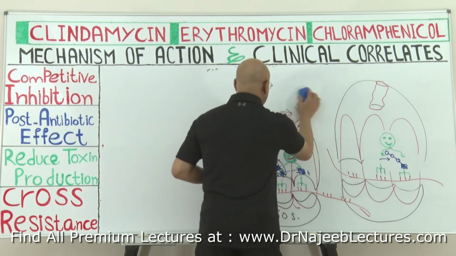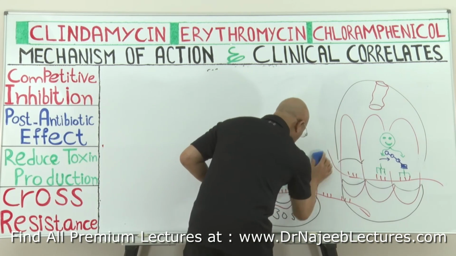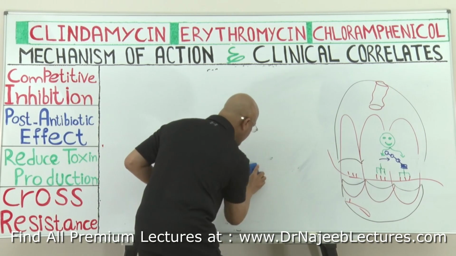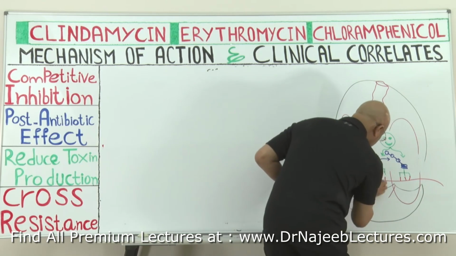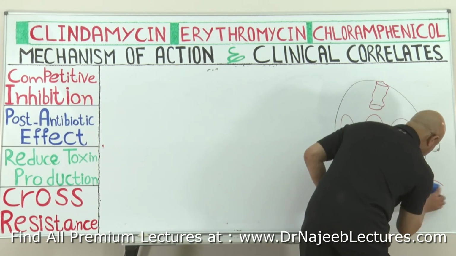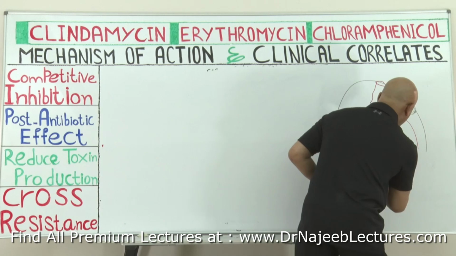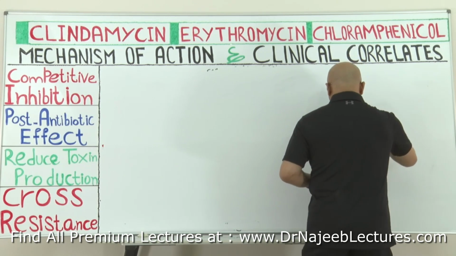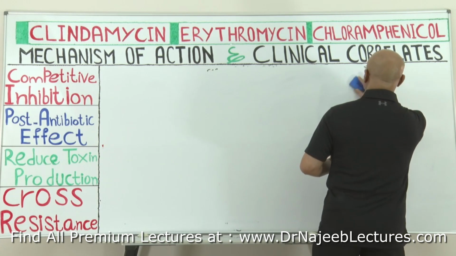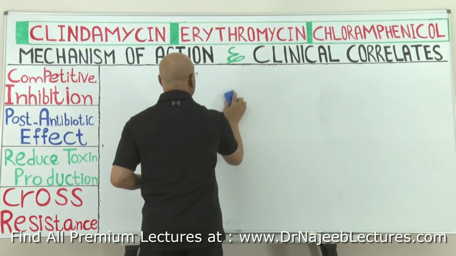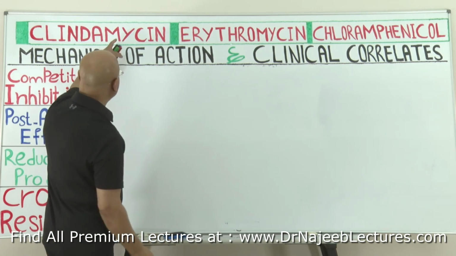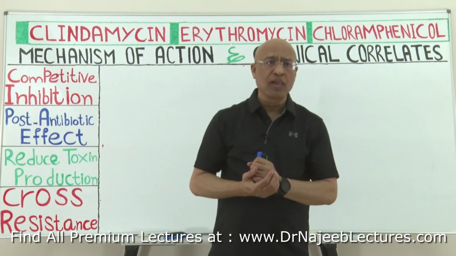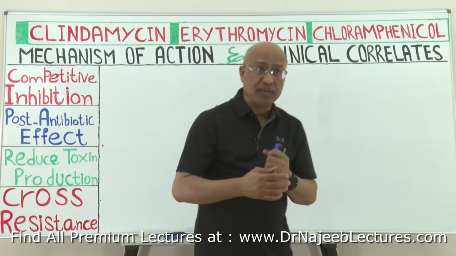I am stressing how the peptide bond is formed and how peptidyl transferase works because many of our antibiotics work on peptidyl transferase, or we can say they work on 23S ribosomal RNA, or on the ribozyme. Actually, clindamycin, erythromycin, and chloramphenicol all work on the chain elongation process.